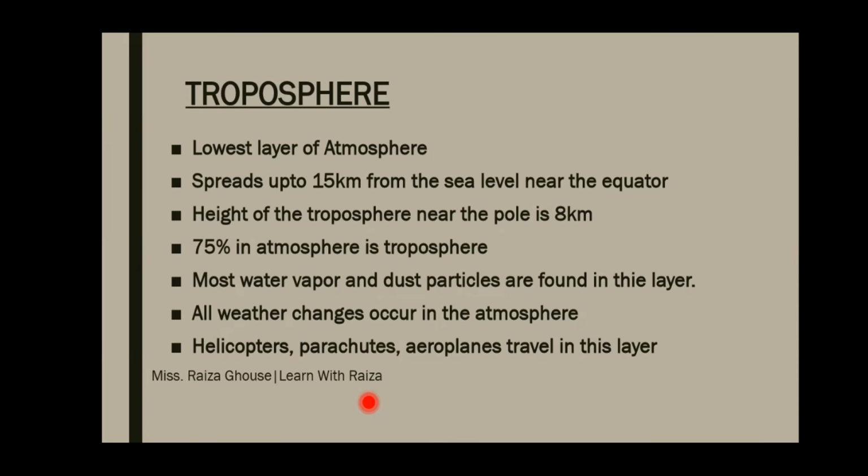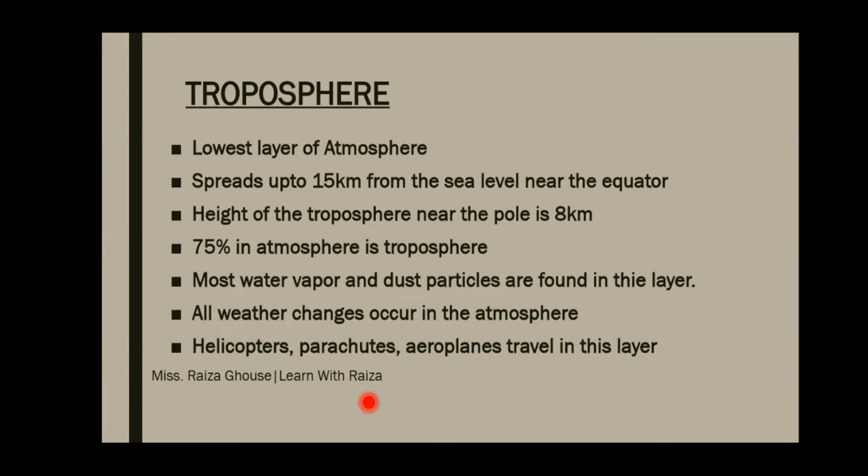Troposphere is the lowest layer of the atmosphere. That is the first point you have to remember. Near our equator, it spreads about 15 kilometers from the sea level. And the next thing is, the height of the troposphere is nearly 8 kilometers near the pole.